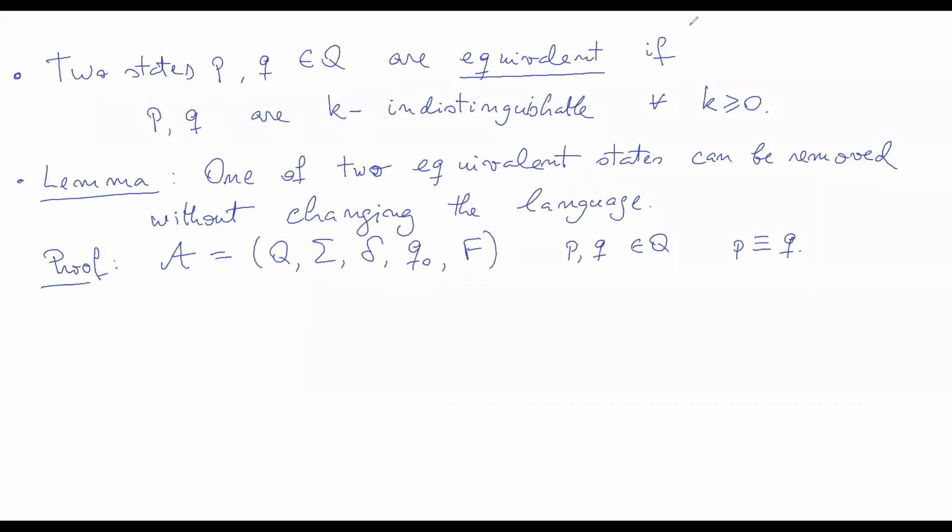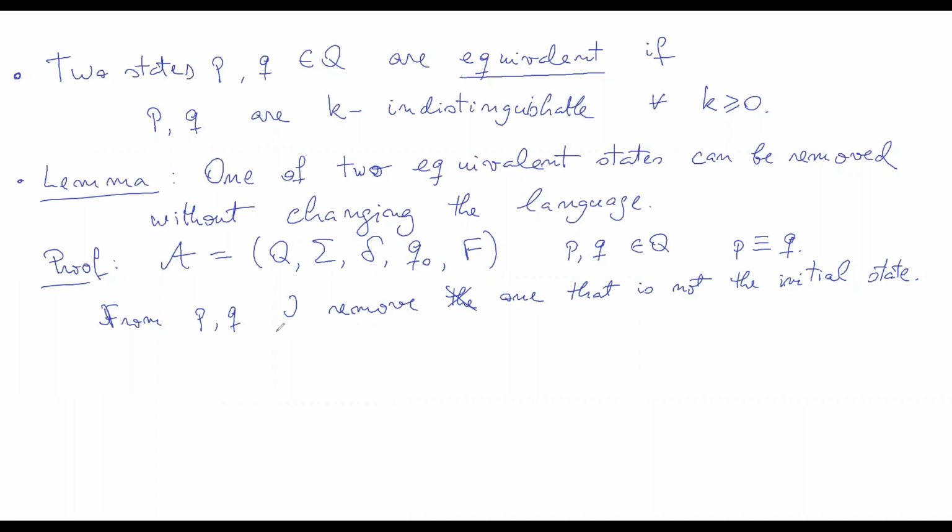So I will say this. From P and Q, I remove the one that is not the initial state. I don't want to remove the initial state, obviously. And in between P and Q, maybe both are different than the initial state, but certainly one of them is different than the initial state.